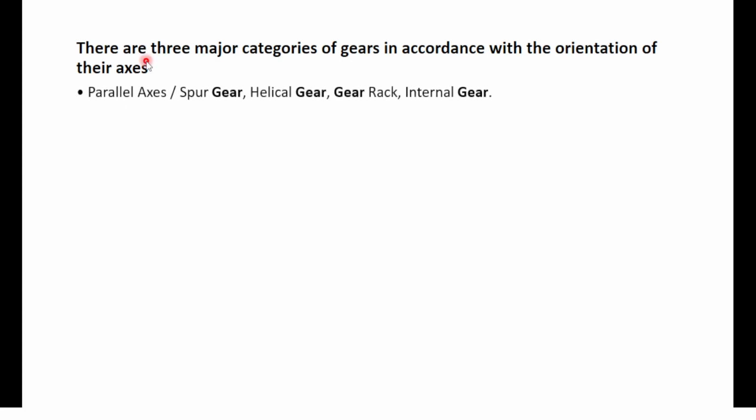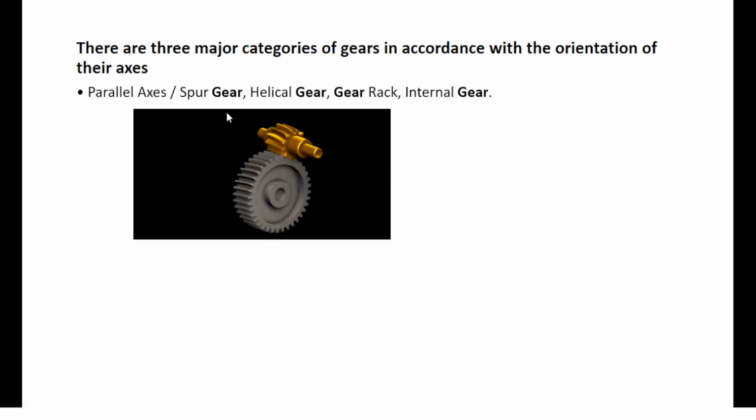Okay, so there are three major categories of gears in accordance with the orientation of their axes, right? First is parallel axis, in which spur gear, helical gear, gear rack or internal gears come. Parallel axis means, suppose this gray gear which is rotating in counterclockwise manner is an input gear, and this we can say is a golden output gear. Both gears have shafts which are parallel, that's why it is known as parallel axis.